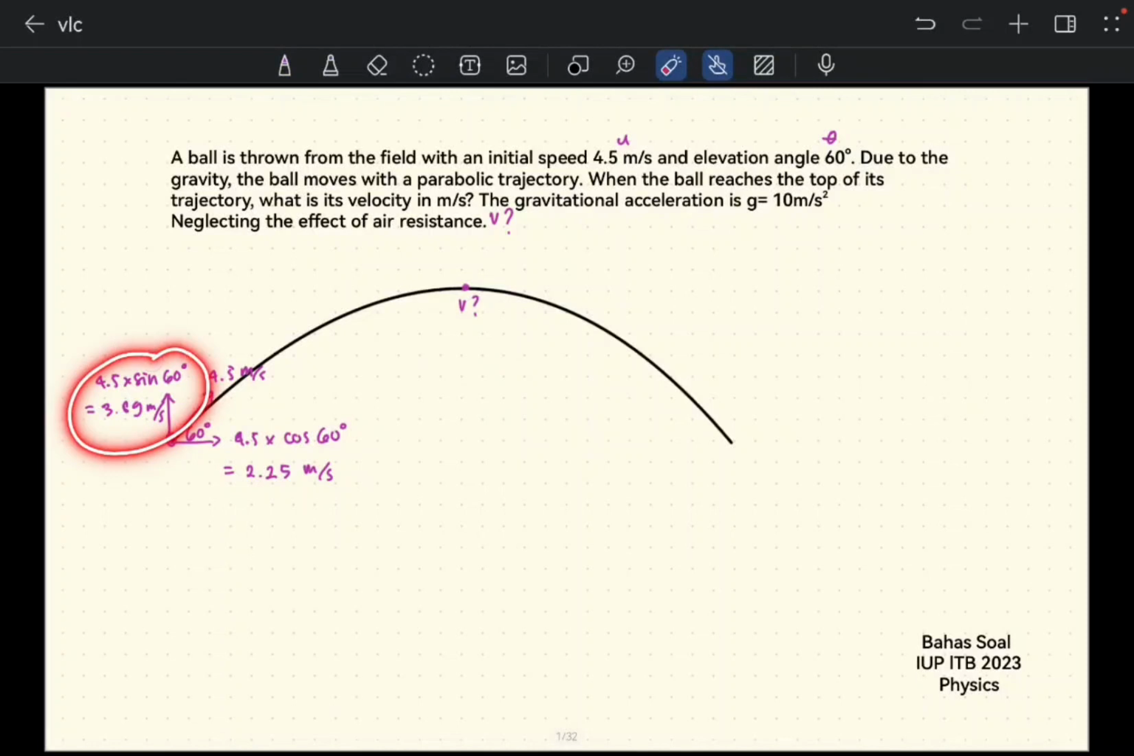The vertical component will decrease until 0 at the highest point, but the horizontal component remains constant. So at the highest point we only have the horizontal component of 2.25 meters per second. So the total velocity v equals vx equals 2.25 meters per second.